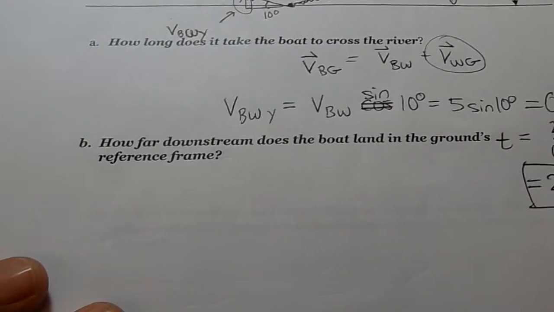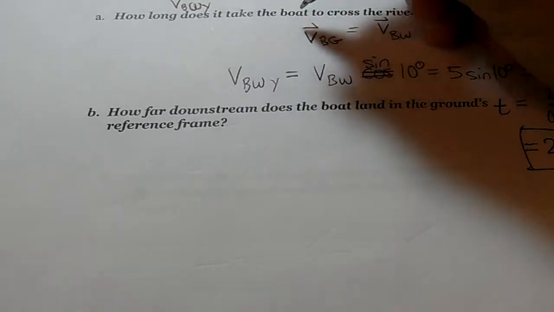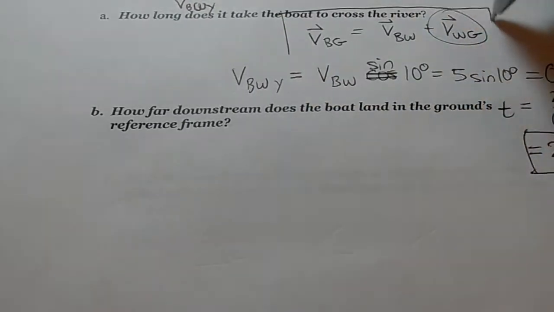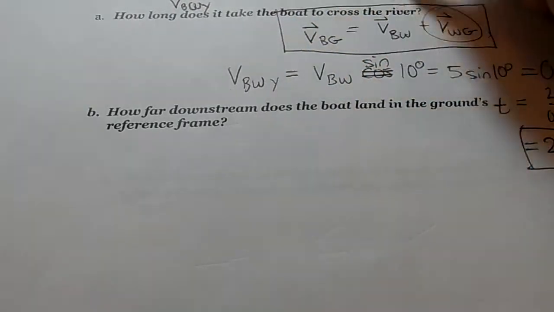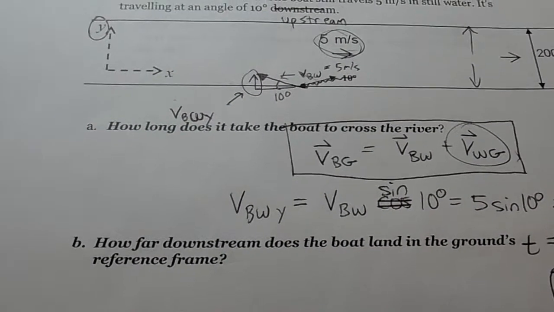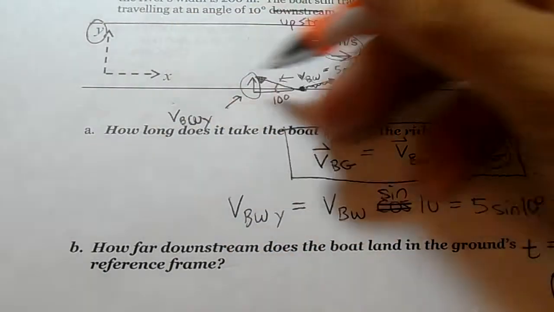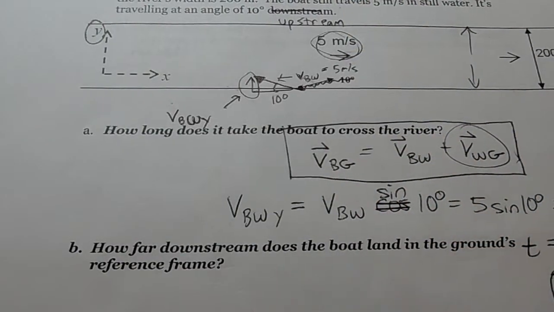The next part says, how far downstream does the boat land in the ground's reference frame? Okay, so now we really do need to pay close attention to this equation. If we want how far the boat travels in the ground's reference frame, we'll use the time that we just found, and we'll find the velocity that the boat has with respect to the ground, multiply velocity by time, and we'll get the distance. But since we're talking about how far downstream the boat goes, that's the x direction we're really referring to. So we're going to use this boxed equation, but the x component of that equation.